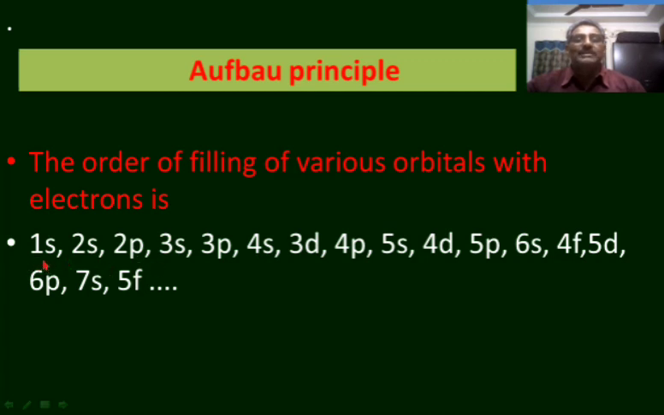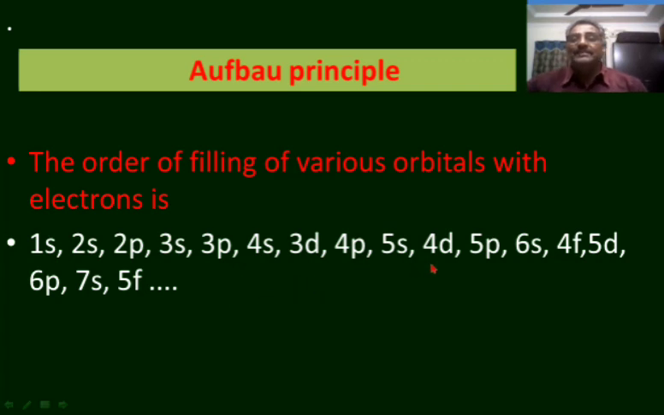Here 1s can accommodate 2 electrons, 2s can accommodate 2 electrons and 2p has 3 orbitals. There are three 2p orbitals: 2px, 2py and 2pz. Each 2p orbital can accommodate 2 electrons. So the maximum number of electrons that can be accommodated in a p sub energy level is 6. All the 3 p orbitals together can accommodate 6 electrons. In the same way, the 3p orbitals also can accommodate 6 electrons.